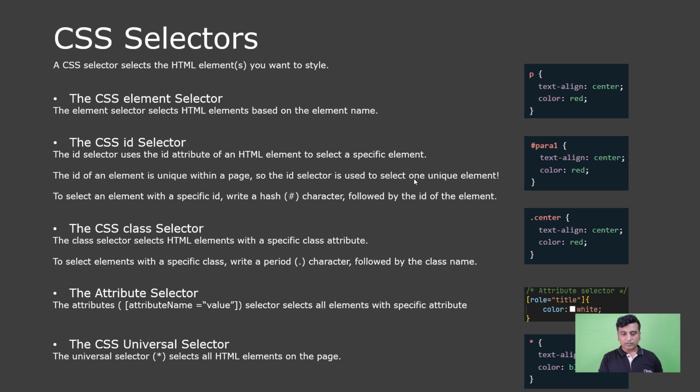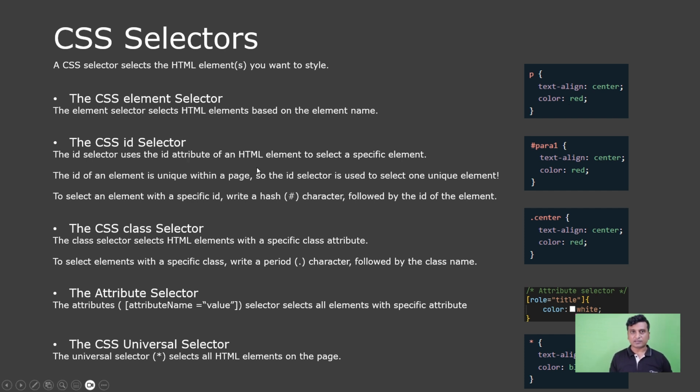So the first one that people know about is the element selector. Element selector is nothing but giving the name of the tag itself, for example, the paragraph tag, and then you define a style. What this will do is it will set this style to every paragraph that is created on the document. Next is the ID selector.